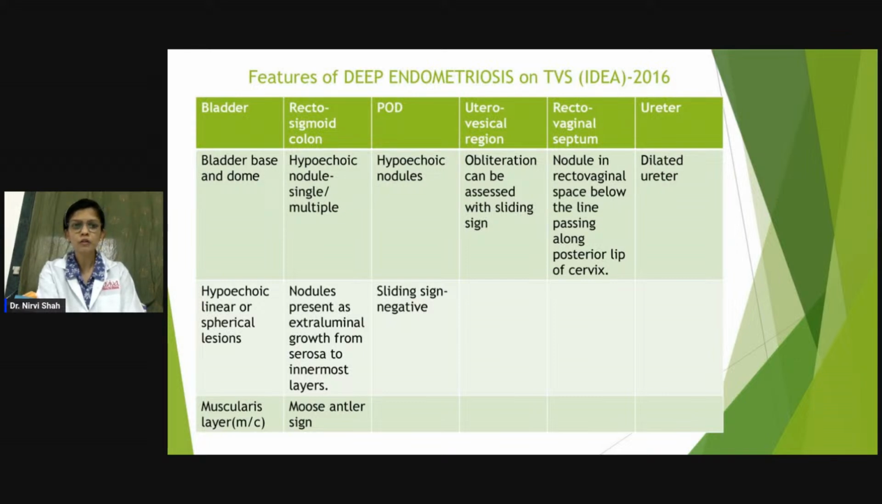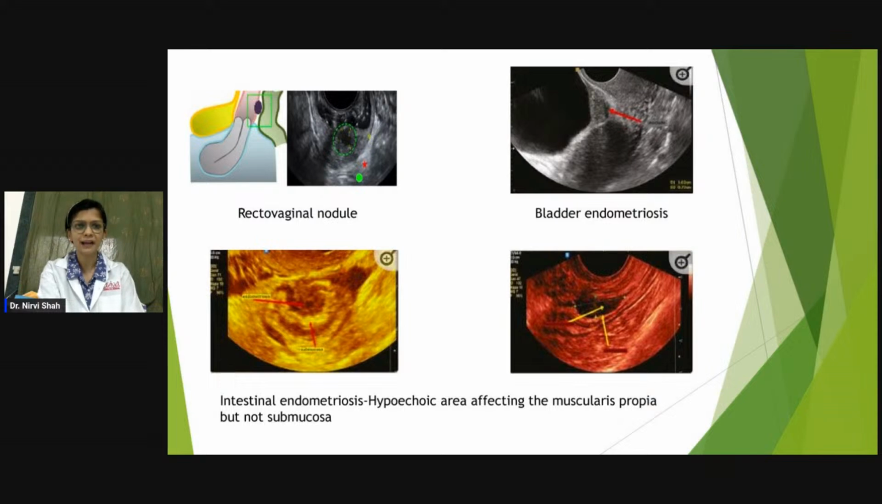Okay, these nodules present as an extraluminal growth, meaning it grows from the serosa to the innermost layer. In the POD, typically the sliding sign is negative, meaning that there are adhesions in the POD. Same is with the uterovesical region. If there is obliteration or there are adhesions, it means the sliding sign can be assessed there and the sliding sign would be negative. Okay. In the next couple of slides, I'll be showing you deep endometriosis.